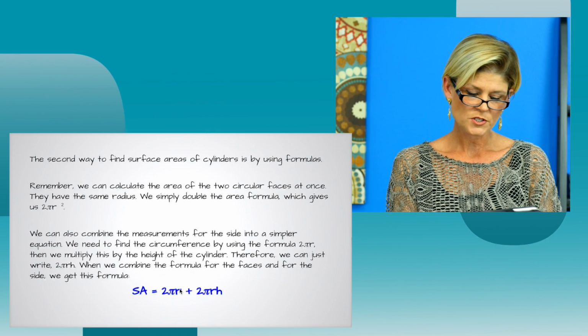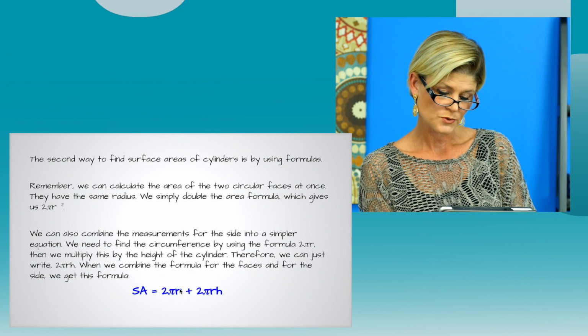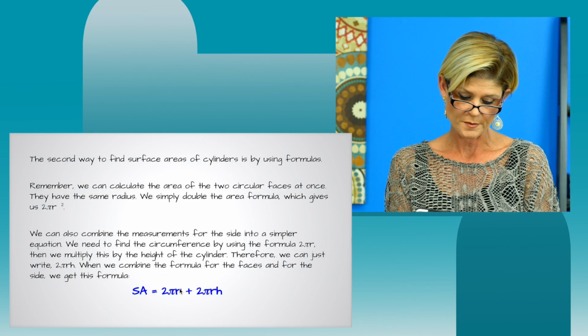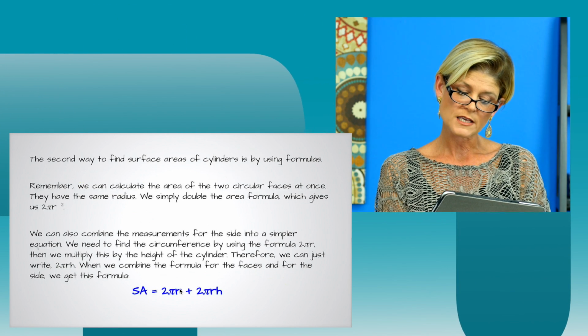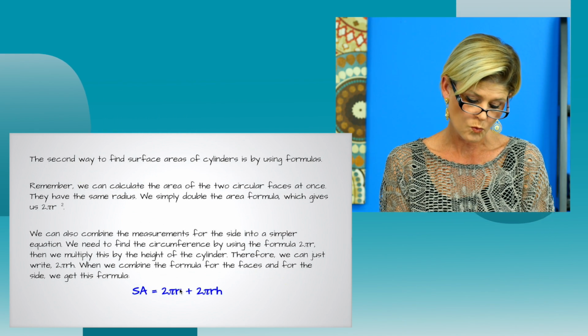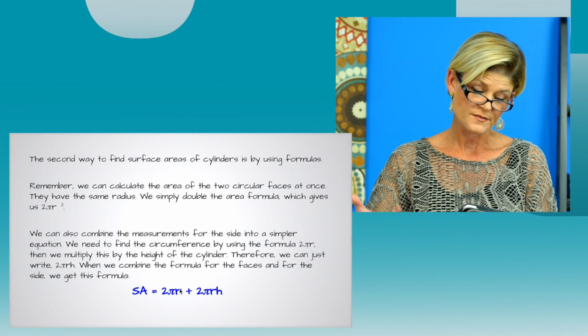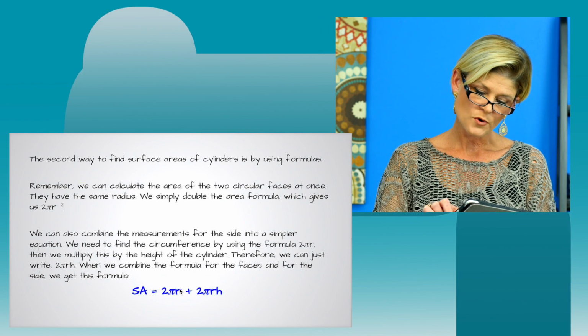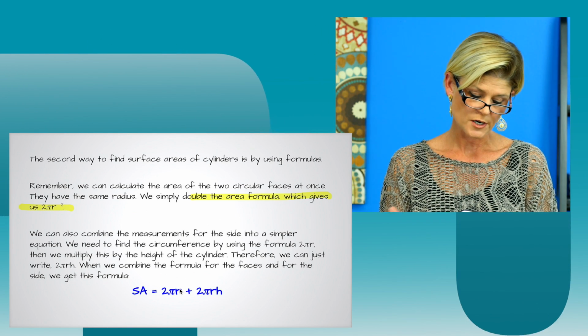Okay, let's also talk about a second way to find surface areas of cylinders. We can do that by using formulas. Now remember, we can calculate the area of the two circular faces at once, because they have the same radius. So we simply double the area formula, which gives us 2 pi r squared.